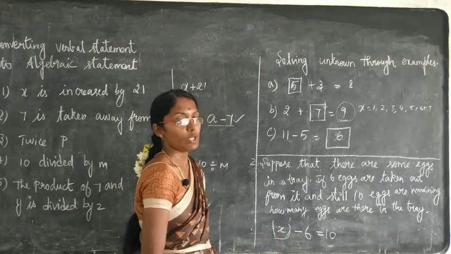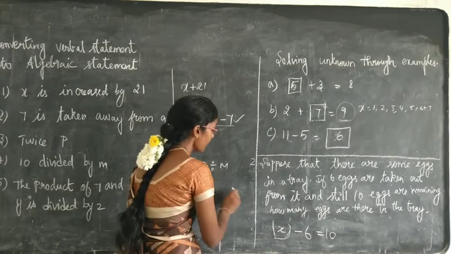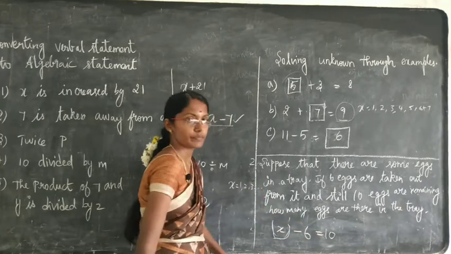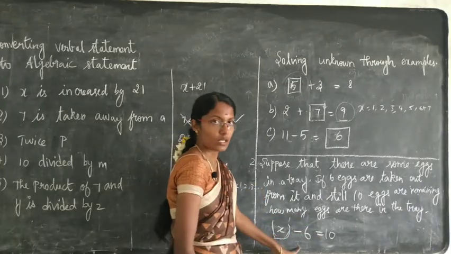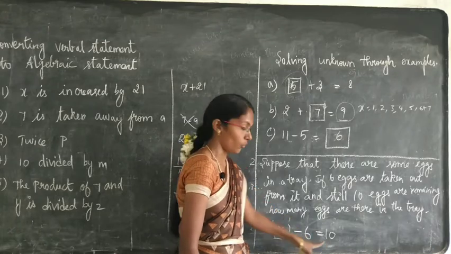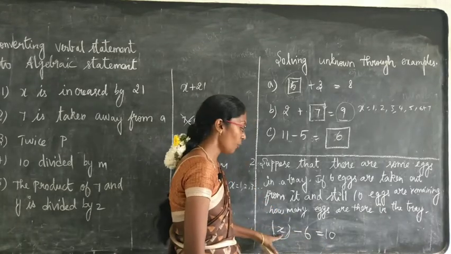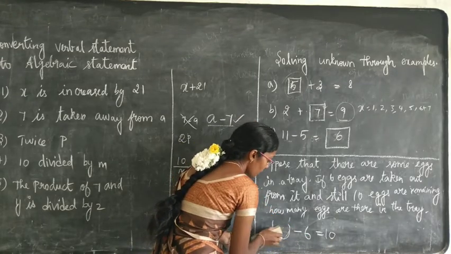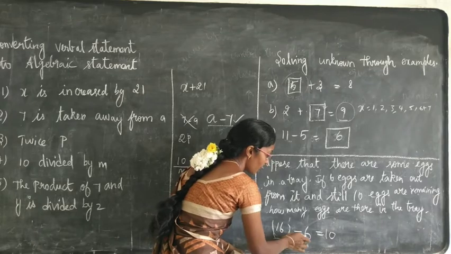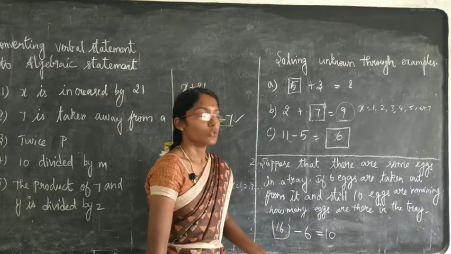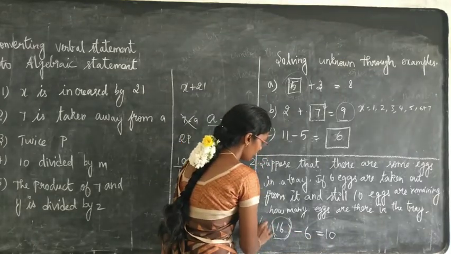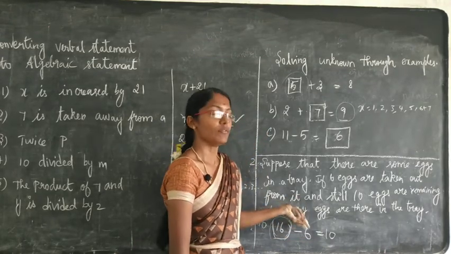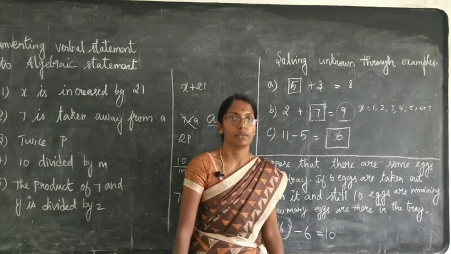So how will you find it? For x you can take the variable values 1, 2, 3 up to where you get 10. So 1 minus 6, 2 minus 6, will you get 10? No. 3 minus 6? No. So how many minus 6 will you get 10? 16. So x takes the value 16. 16 minus 6 you get the value 10. So how many eggs in the tray? There are 16 eggs in a tray. Okay, likewise you have to find the value. So let us see the next example.